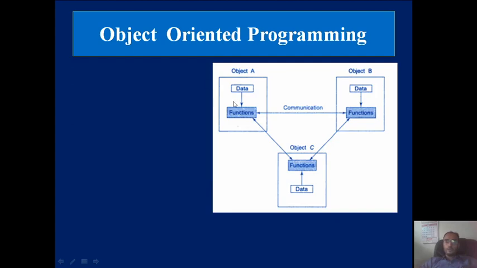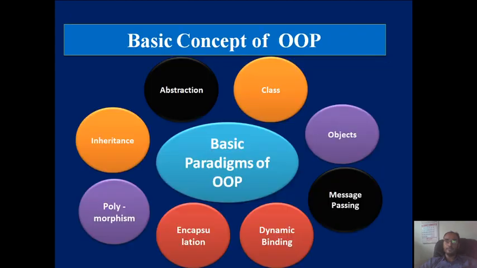Over here, for example, as we have seen, there can be different types of objects. Object A's data cannot be accessed directly by object B. So this is the example image of data security.